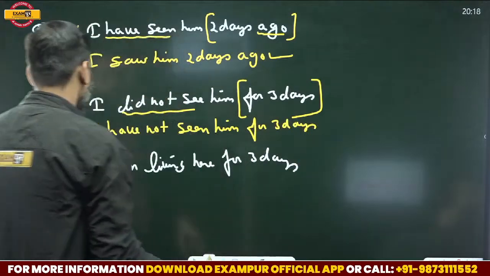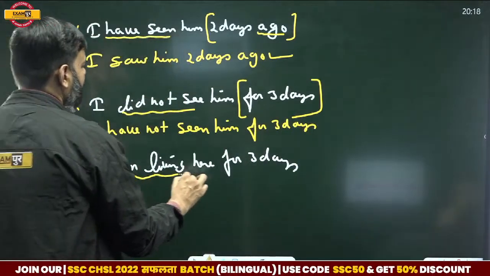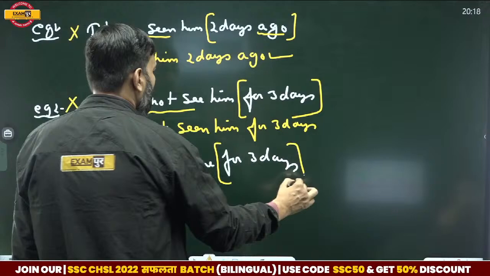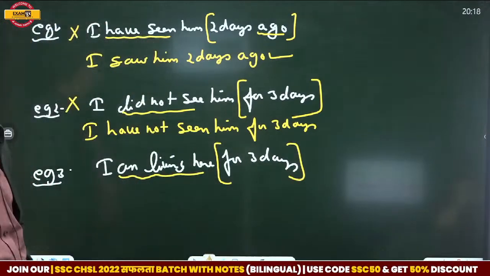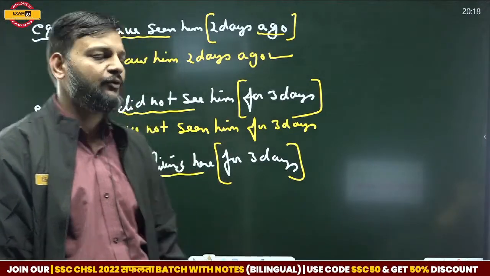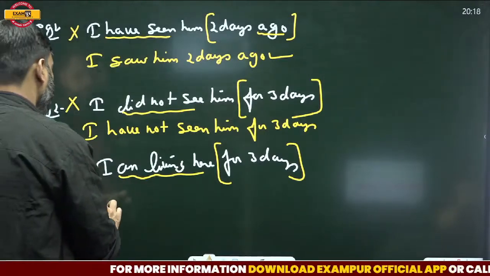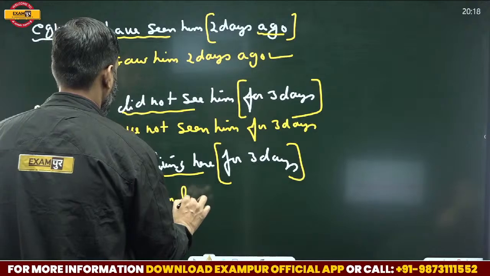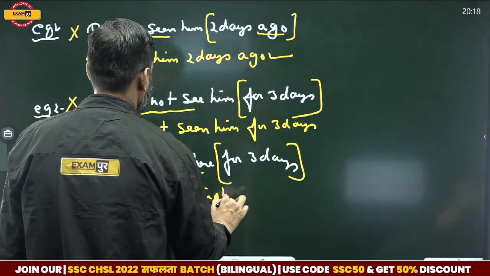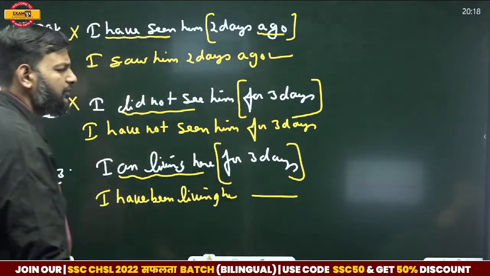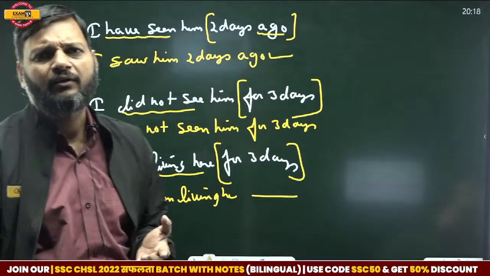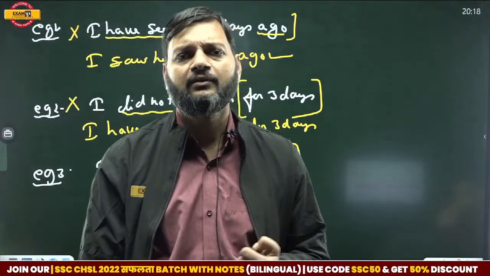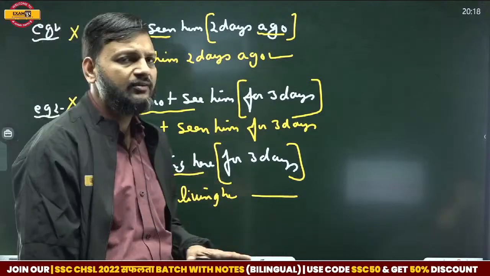Now the last one, I am living here for 3 days. If continuous tense is followed by time expression, it should be changed to perfect continuous. So this sentence should be: I have been living here for 3 days. These are some basic rules of tense. You must know all these things. These are very basic things.